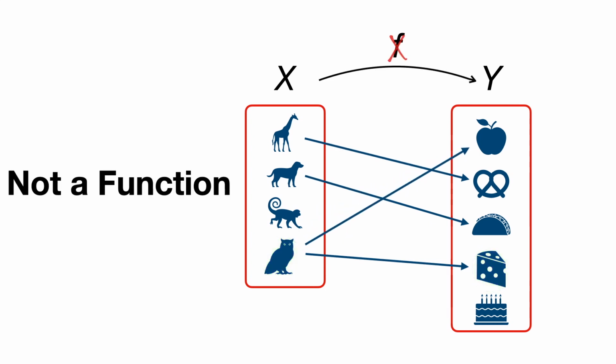So this is a perfectly good function. If we modify the arrow diagram to get this slightly different relation, we obtain something that does not represent a function. In this case, we see that the monkey does not map to anything in the codomain, so that's a problem. Another problem is that the owl maps to 2 things, the apple and the cheese, and that is also forbidden for a function.